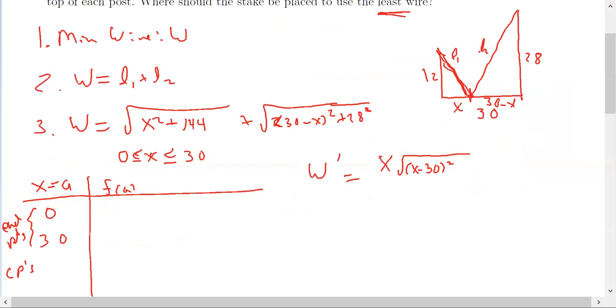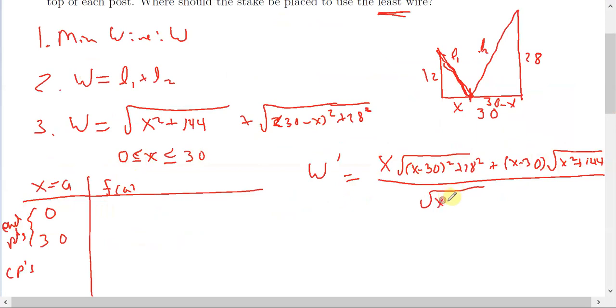x times the square root of 30 minus x squared plus 28 squared, plus, so I'm combining these two, there would be two radicals here that I have to combine, and this would be what you'd end up with: x minus 30 times the square root of x squared plus 144. So it's not too hard to imagine where that's coming from. And then the denominator is just the combination of both of those: the square root of x squared plus 144 times the square root of 30 minus x squared plus 28 squared.